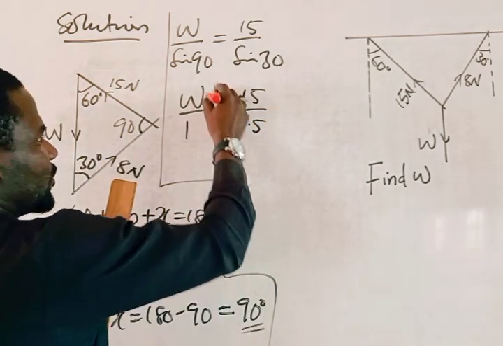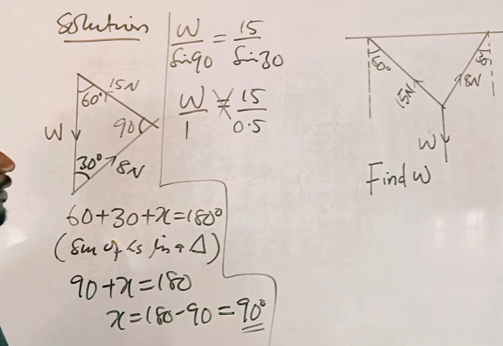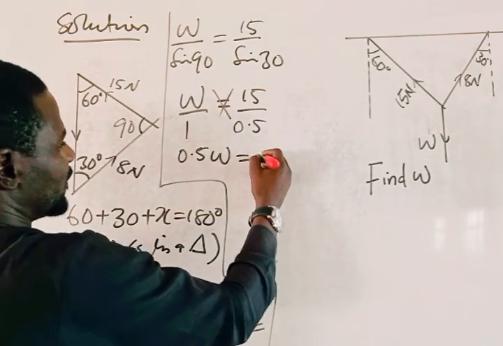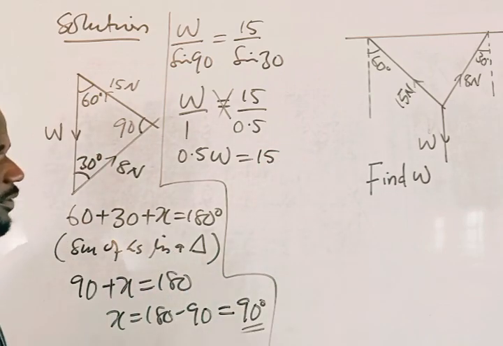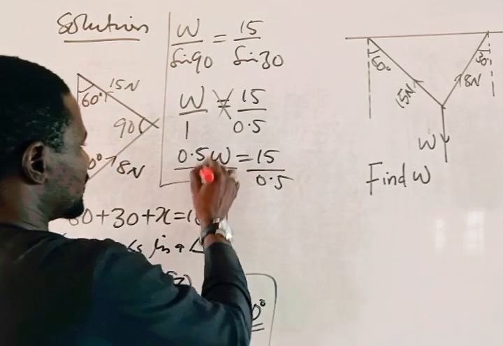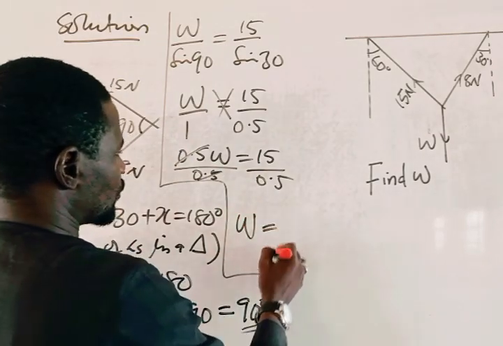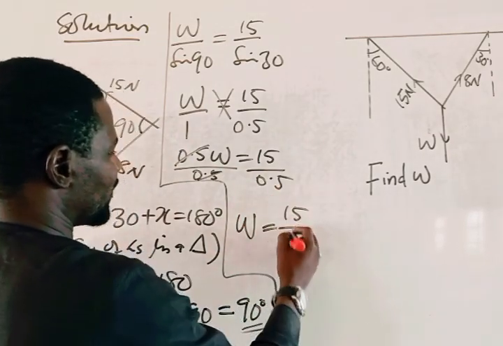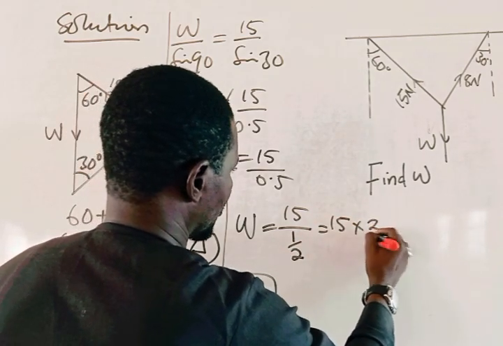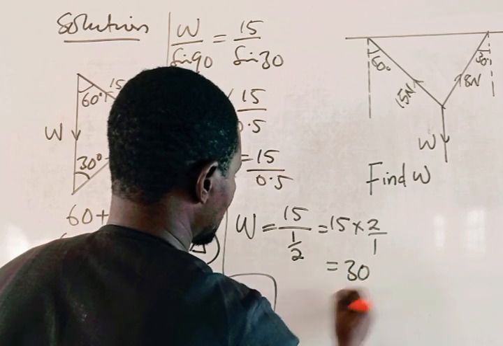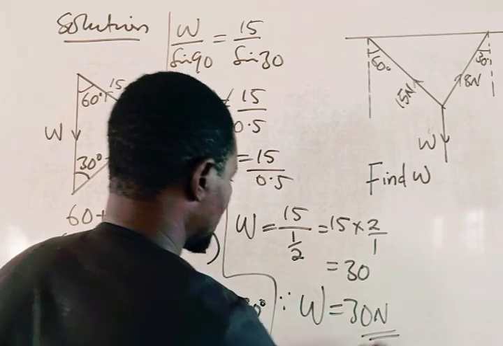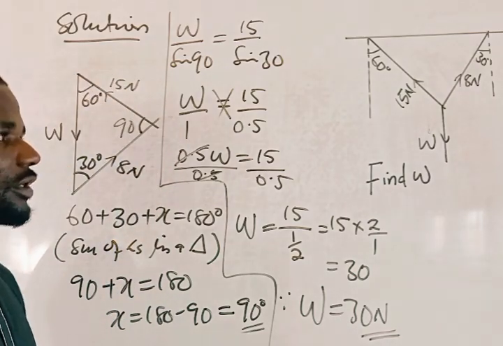And we cross multiply. W times 0.5 is 0.5 W equals 1 times 15 is 15. So from there we divide both sides by 0.5. 0.5 cancels 0.5, then my weight W equals 15 divided by 0.5, which means 1 over 2, and this is 15 times 2 over 1, and this equals 30. Therefore W equals 30 Newton. This is all we have as the value of our weight.